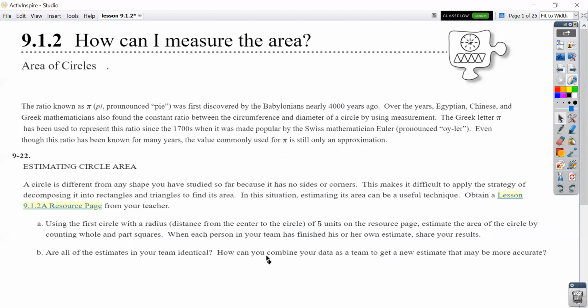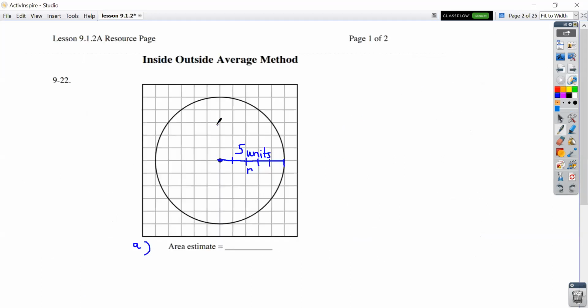How? On question A, you are going to estimate the area of the circle by counting whole and parts of squares. So what do they mean? Whole, this is one whole. Area is the number of squares inside a figure. Part, so this is a part of the square. Counting whole, counting parts. That's what they mean.